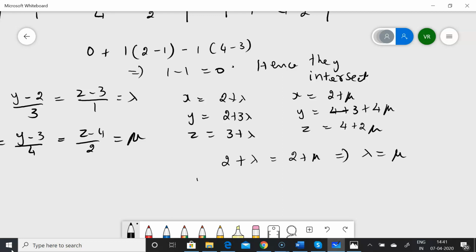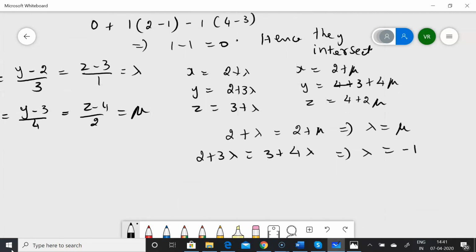Substituting this for y, I get 2 plus 3 lambda is equal to 3 plus 4 lambda. In the place of mu, I am putting lambda. So this implies lambda is equal to 2 minus 3, which is equal to minus 1. So lambda is equal to minus 1. Now, we can find the values: x is equal to 2 minus 1, which is equal to 1. y is equal to 2 minus 3, which is equal to minus 1. And z is equal to 3 minus 1, which is equal to 2. The coordinates of the point of intersection are 1, minus 1, 2.